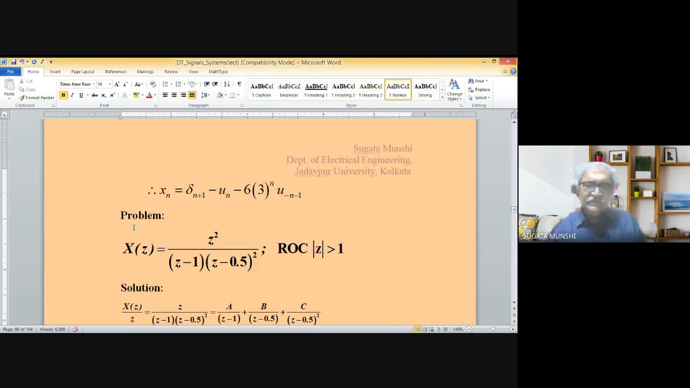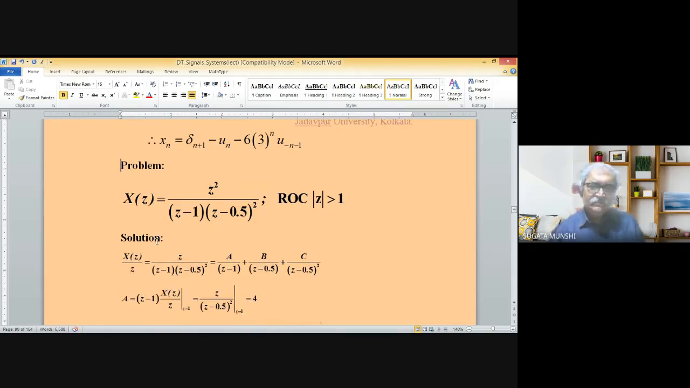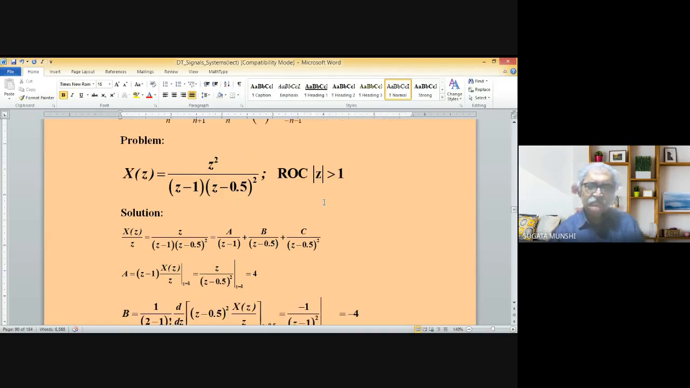This is perhaps the last one. X(z) is z squared divided by (z minus 1)(z minus 0.5) whole squared, and the ROC has been given as magnitude of z greater than 1. The task is simple because only one ROC has been provided. But you should be prepared to find out the expressions for the z transform for the other ROCs.